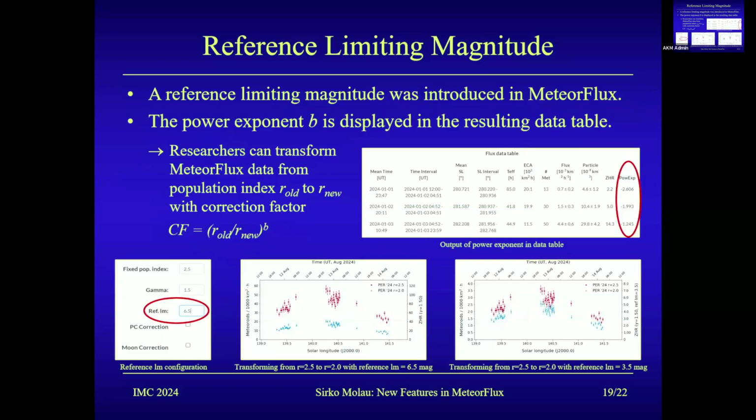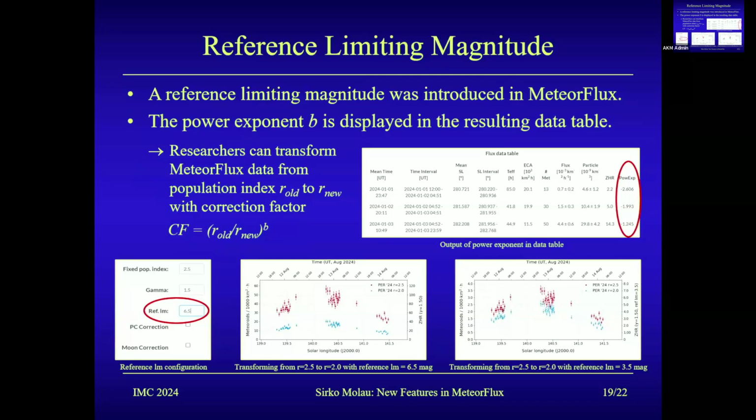So if I use the default, I normalize everything to 6.5 limiting magnitude and then play with the population index. The upper graph is a population index of R 2.5, the lower graph 2.0. There's a big difference. Because we are extrapolating such a large distance to 6.5, we get huge errors. Whereas if I choose 3.5 as my reference limiting magnitude, then you see that if I adjust the population index, the change is much smaller.